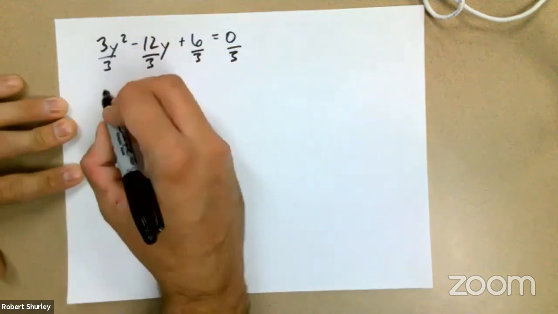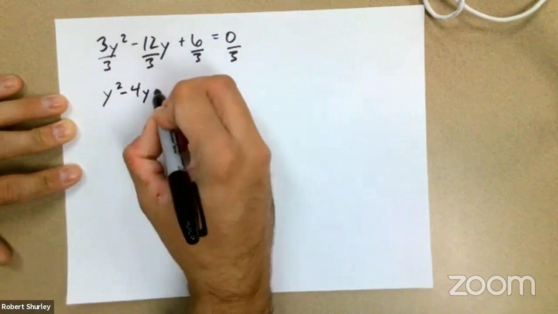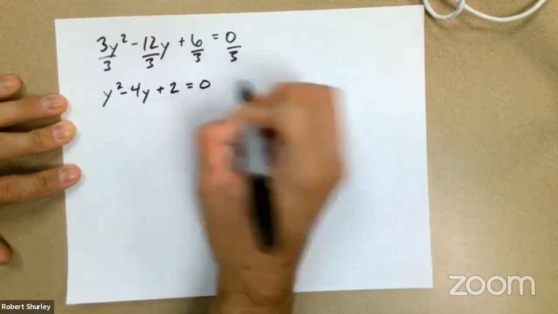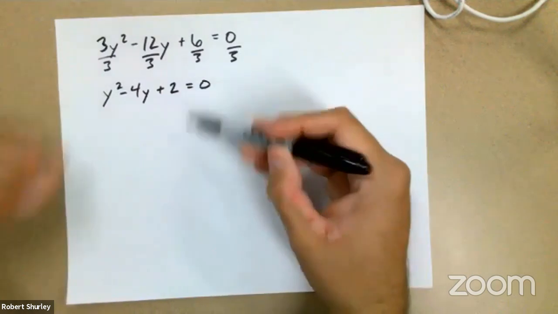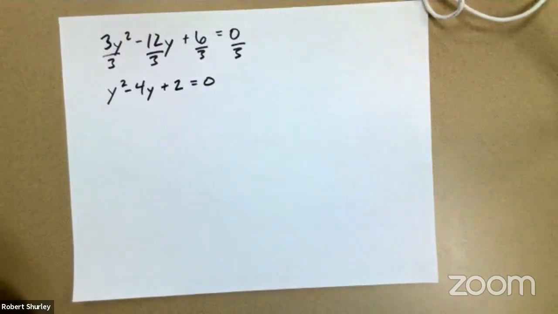So this turns into y squared minus 4y plus 2 equals 0. I want you to try this one now. Complete this one. It's got a nice even middle. Complete that one on your own.